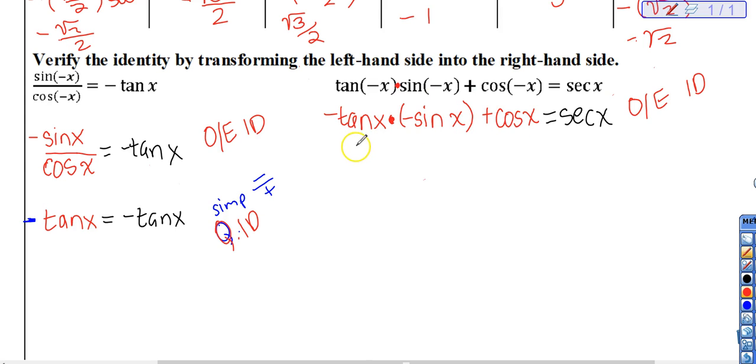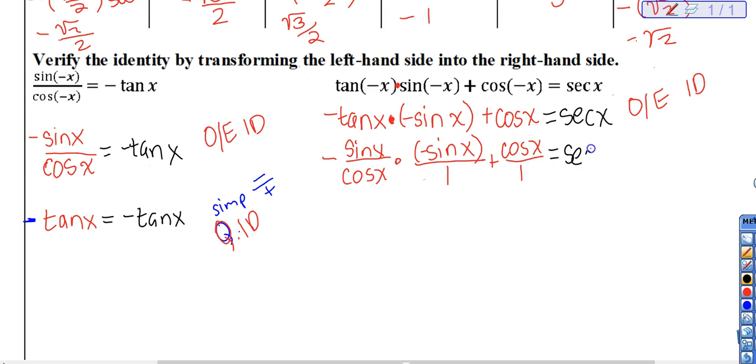Decompose? I like it. So let's decompose tangent into sine and cosine, right? So the negative sine of x over cosine of x times negative sine of x. And if you don't mind, I'm going to put that over 1 because I'm planning to multiply those two things, so they need to be fractions. And then I'm also going to write the cosine of x over 1 because at some point I'm going to want to add those two numbers together. Equals secant of x. So here I decomposed, and I used the quotient identity to decompose.